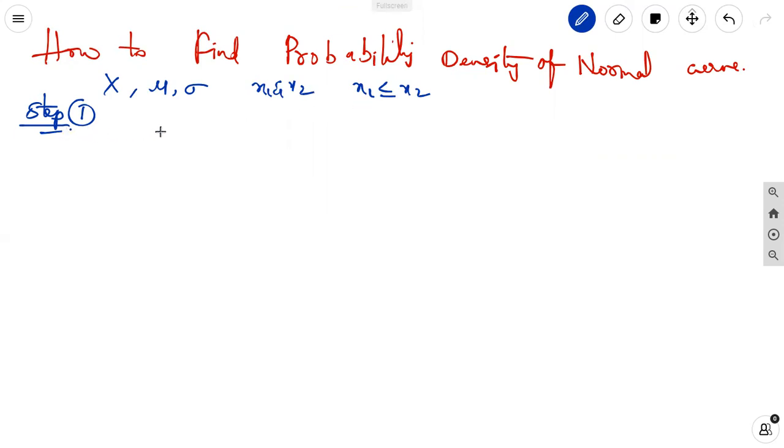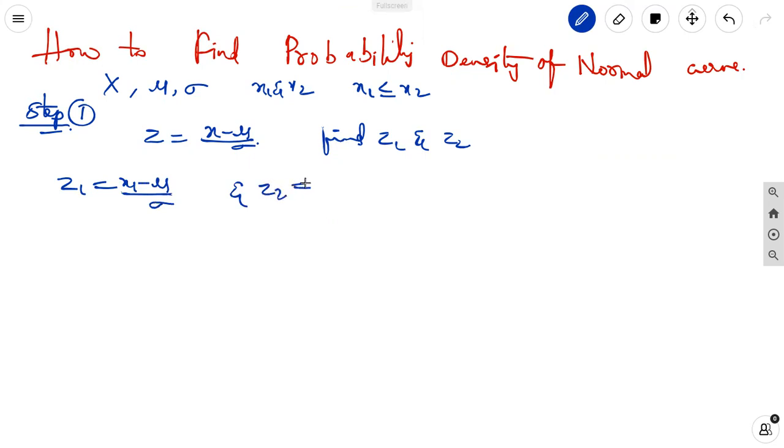Step 1 is we change into standard form, z equal to x minus mu by sigma. Find z1 and z2. What is z1? Z1 is equal to x1 minus mu by sigma, and z2 equal to x2 minus mu by sigma. From the values we take for x1 and x2, we can find the variate values z1 and z2.